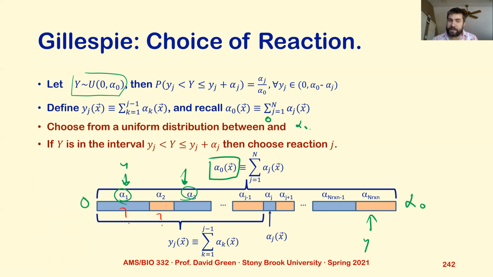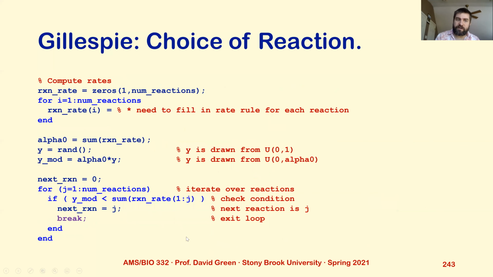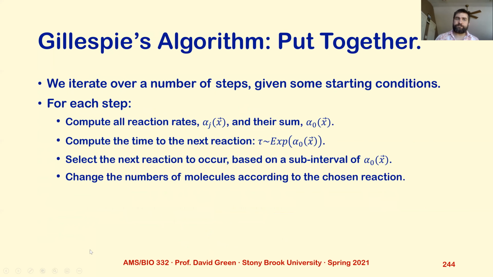If so, keep that. If not, then move to the third. And there's a fairly easy way to do this simply by asking, were we less than this value? If not, were we less than this value? If not, were we less than this value? And so on. And that's exactly what this sum up to j minus 1 represents and what we have here. Right?